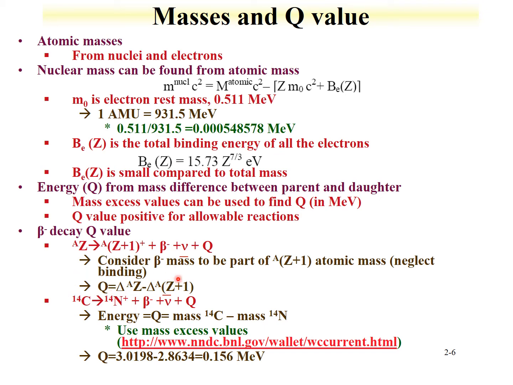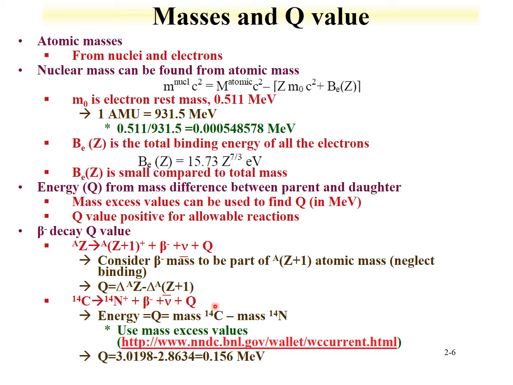So the Q value is equal to the mass excess of the parent minus the mass excess of the daughter. An example of this, we could calculate the Q value for the beta decay of carbon-14. Carbon-14 decays to nitrogen-14, a beta particle, plus an antineutrino, plus Q.